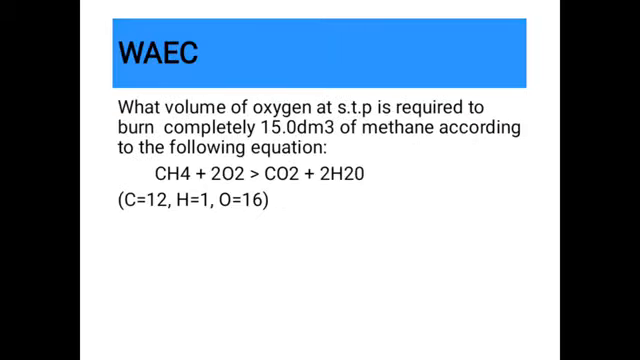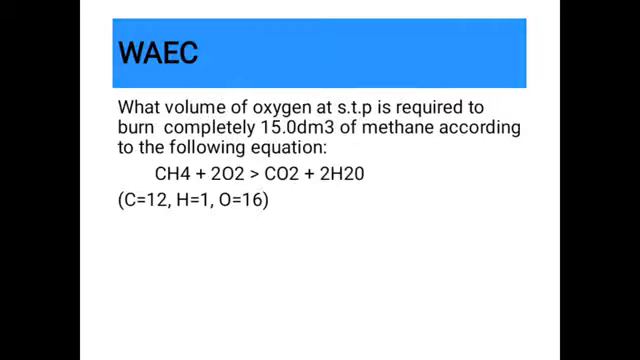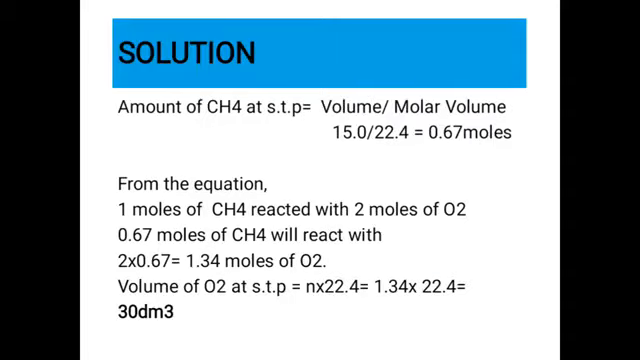The next step is to find the stoichiometry of the equation. If you balance the equation very well, you know that 1 mole of CH4 is equal to 2 moles of oxygen. Then 0.67 moles of CH4 will now be 2 times 0.67, which is 1.34 moles of oxygen. Then the volume of oxygen at STP will now be amount times molar volume. That's 1.34 times 22.4, and that's 30 dm cube.